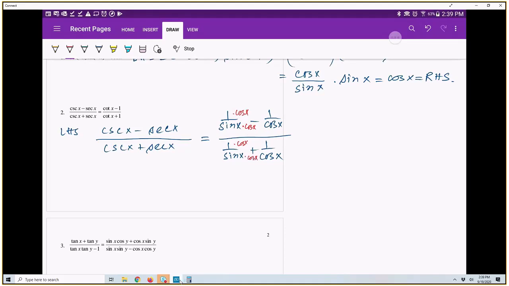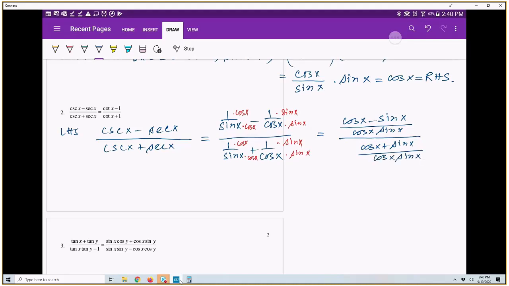And the other fraction, 1 over cosine x, you multiply by sine x on top and bottom, on both top and bottom. So what do you have now? You have cosine x minus sine x over, remember the common denominator now has become cosine x sine x. And on the bottom you have cosine x plus sine x over cosine x sine x.